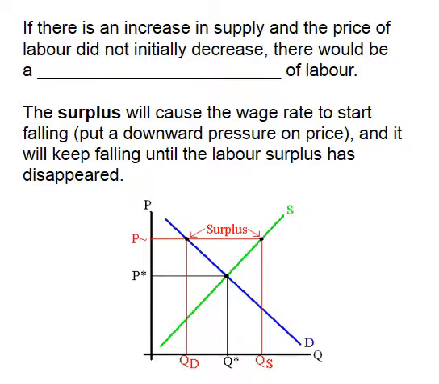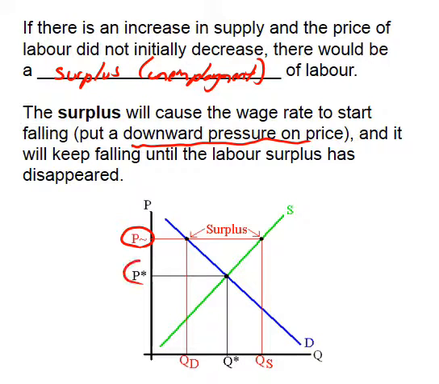If there's an increase in the supply and the price or the wage of labor did not initially decrease, there would be a surplus of labor. Also, as I mentioned, for the labor market that would be unemployment of labor. The surplus now, because a surplus is really in no one's interest, is going to cause the wage rate to start falling. It's going to put a downward pressure on price or on wage. And it will keep falling until the labor surplus has disappeared.